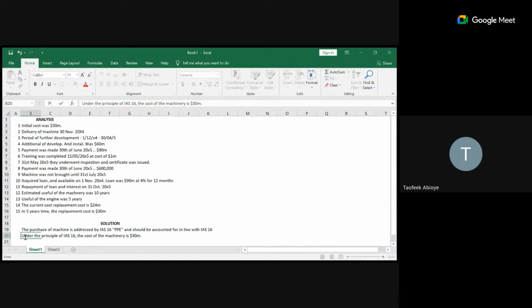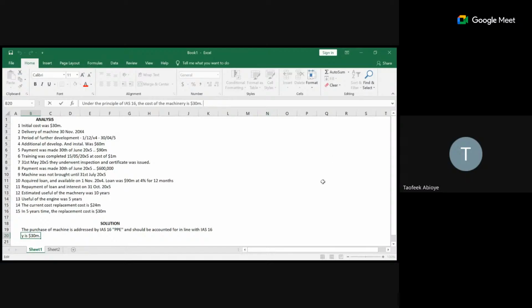So as you are analyzing like this, that's how we are picking it. The first thing we pick now is number one. We pick analysis number one, so we are going to be moving one after the other. What does analysis number two say? Delivery of the machine. On which date? 30th November 20x4, right?